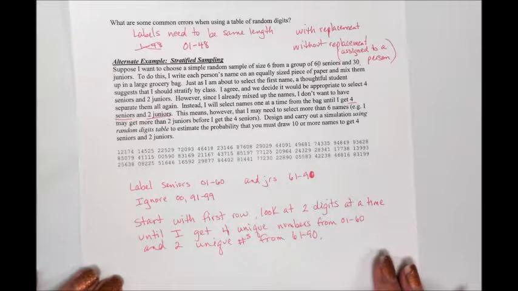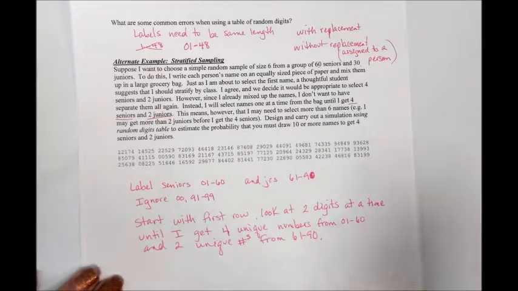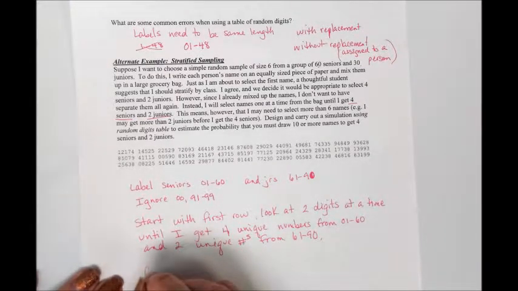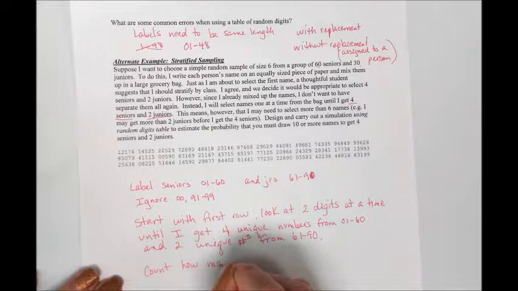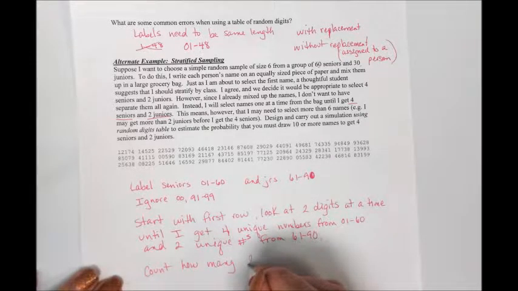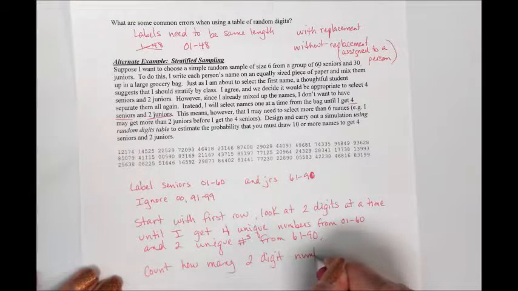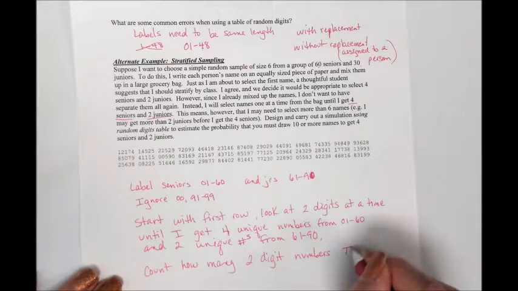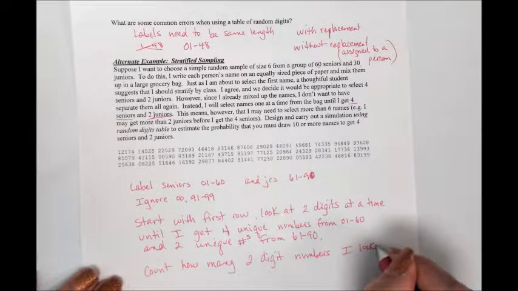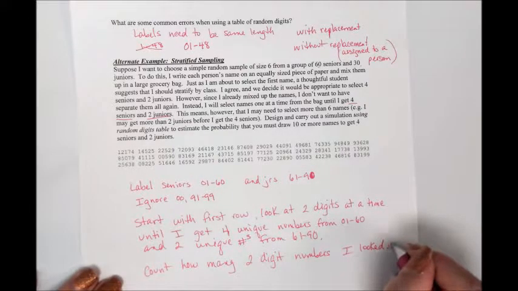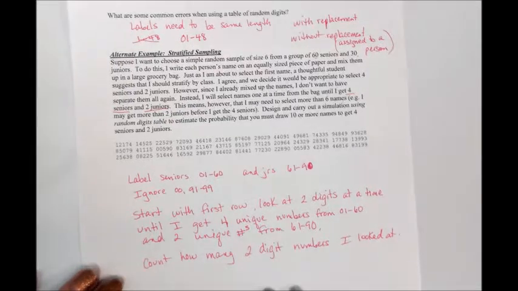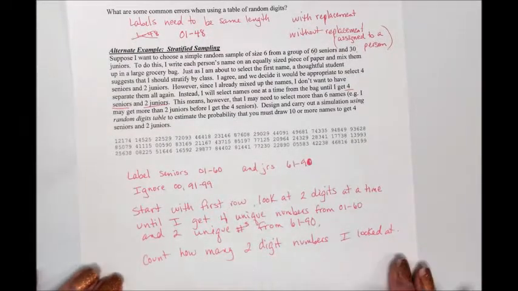After I'm done, so then I would stop the trial, but then what am I doing? I would count how many two-digit numbers I looked at. And then I'm going to list those down in a trial.